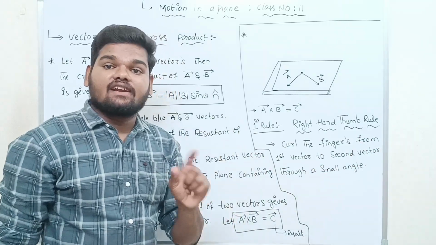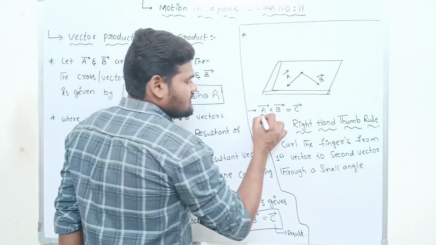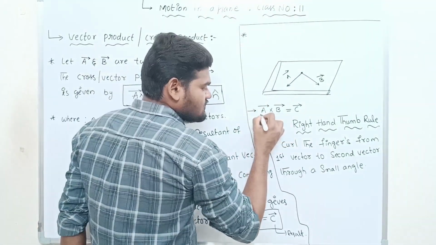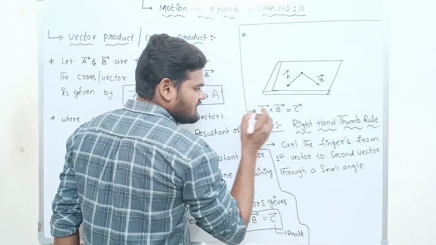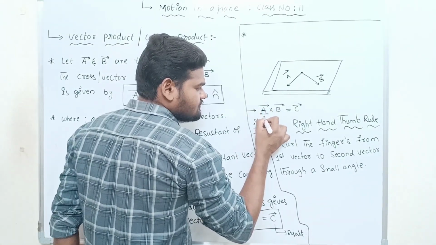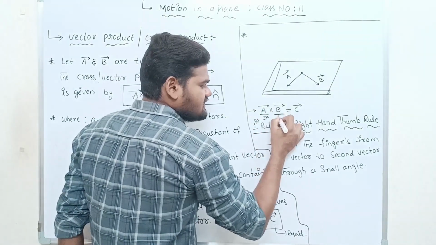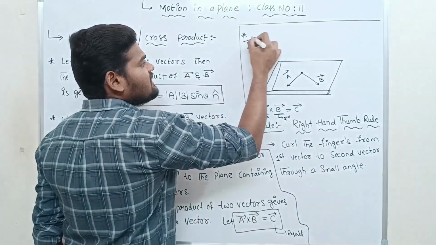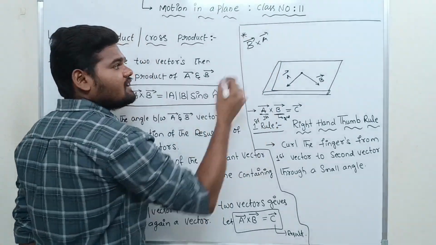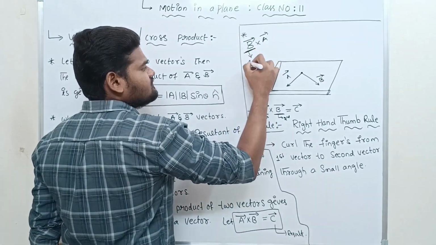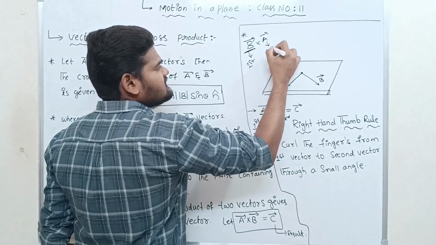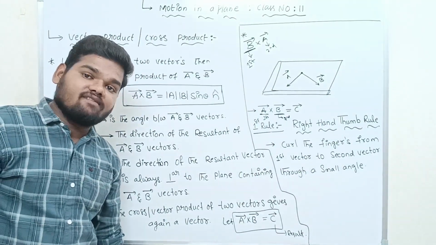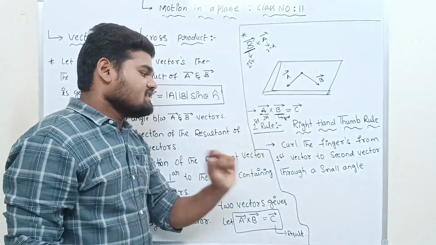What is the meaning of first vector, and what is the meaning of second vector? Have a look. Here we are doing the cross product of a bar and b bar. So the vector a bar is called the first vector, and this vector b bar is called the second vector. If you did the cross product of b bar cross a bar, then b bar is called the first vector and a bar is called the second vector. I hope you understood what the first vector and the second vector are.